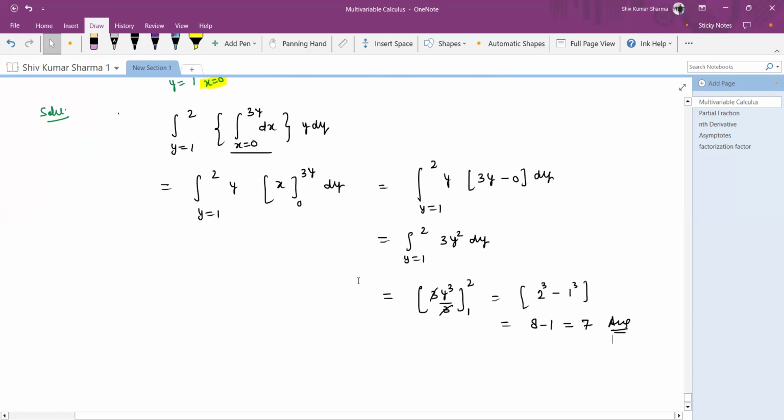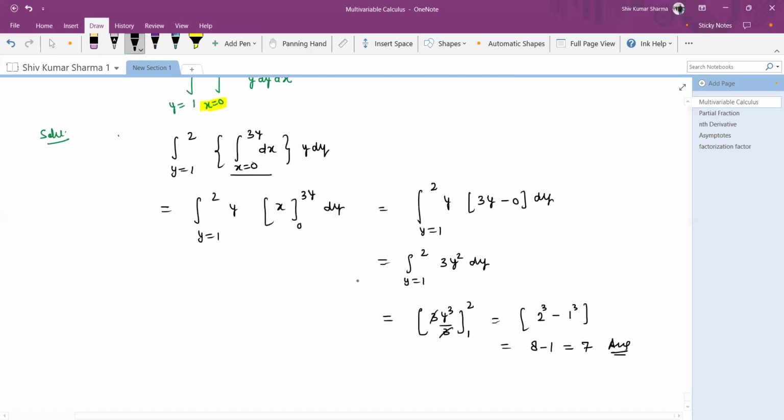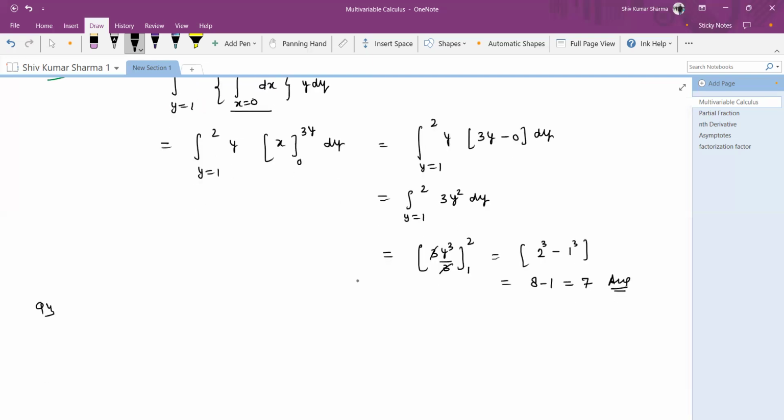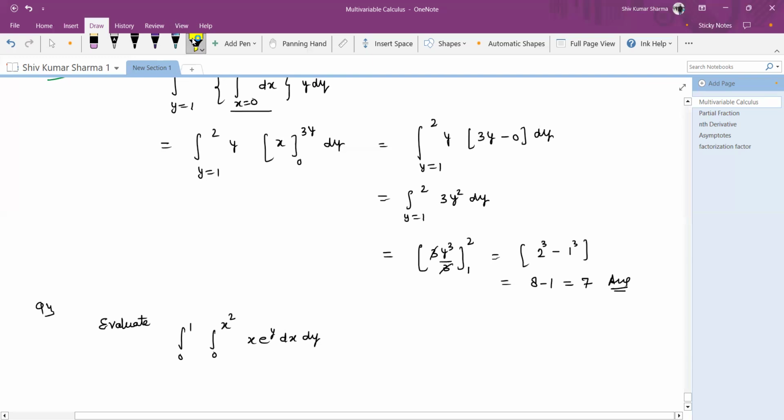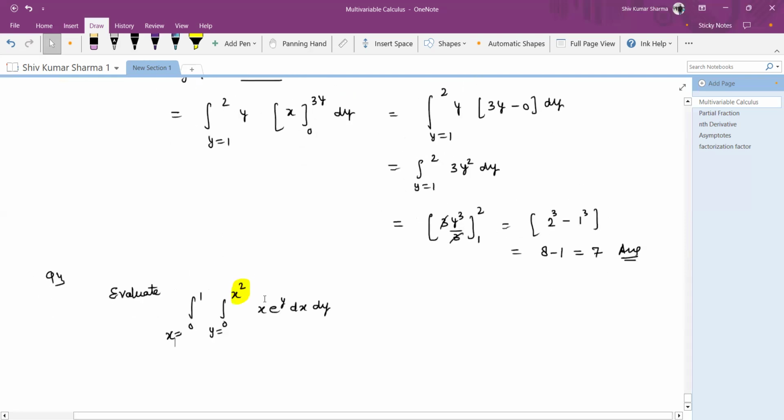Now we take the next question, question number 4, where we have a variable limit. Evaluate the integral 0 to 1, 0 to x square, x into e raised to the power y, dx dy. Here the variable limit is given in terms of x, so this limit is for y, and this is the limit for x. So x equal to 0 to 1 and y equal to 0 to x square.